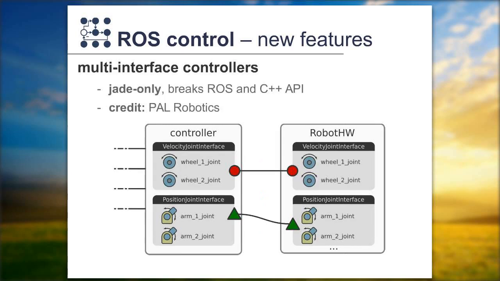The next feature I would like to talk about is multiple interface controllers. And this is, although the image is similar to the previous slide, it's not exactly the same. So what we can do here is that from a single controller, you can claim resources from different hardware interfaces. So say that your robot has some velocity-controlled wheels, but also has a position-controlled arm. From a single controller, you can have access to all of those resources. And this might seem a little evident, but until not so far ago, you could only claim resources from a single interface in a controller. So I think that that's also really cool. And because it breaks some ROS and C++ APIs, we've decided to roll this only in Jade, not in Indigo.